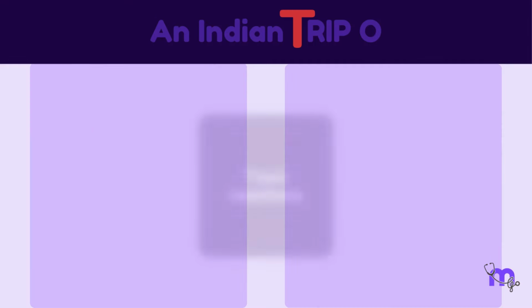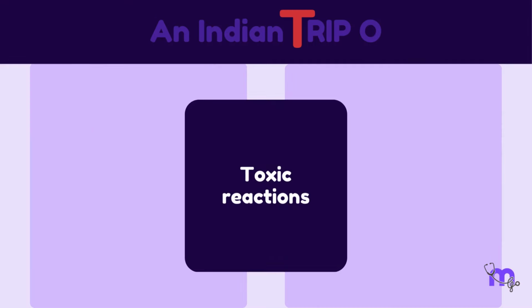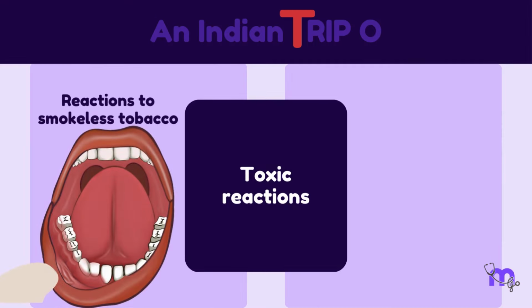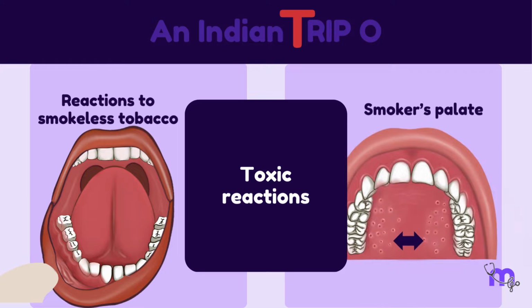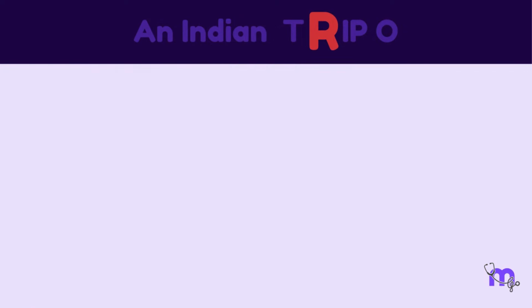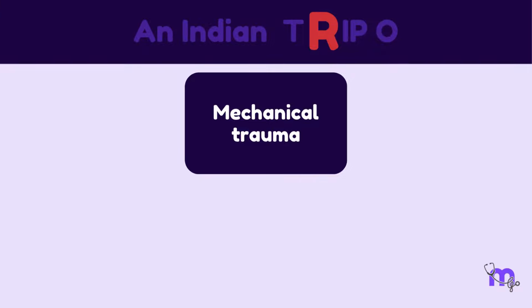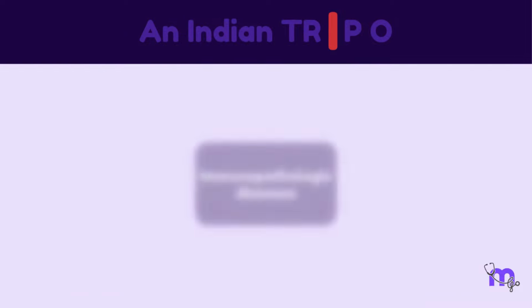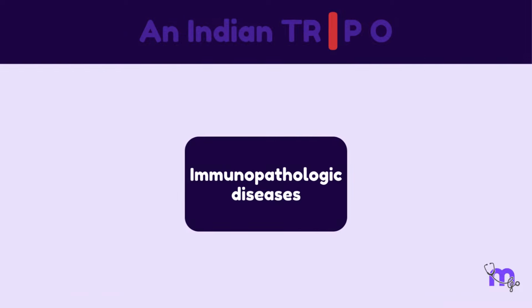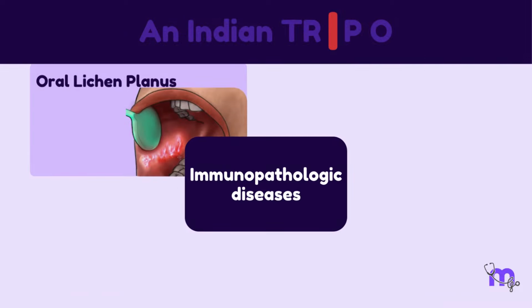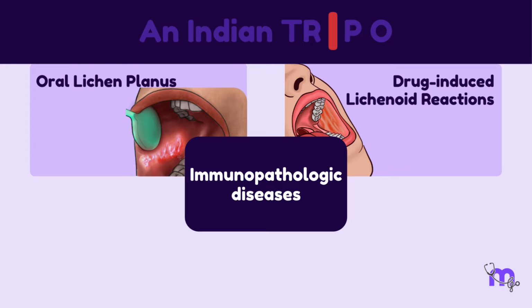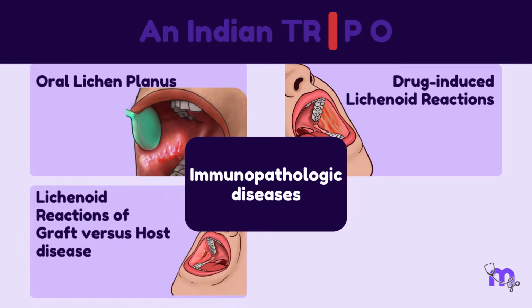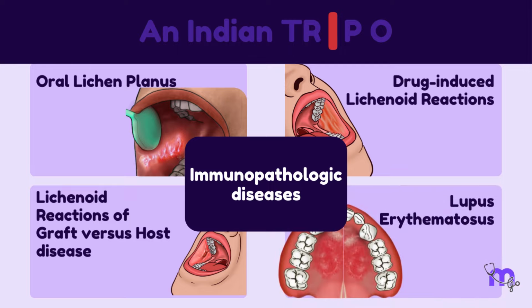Moving on to a few toxic reactions. We have reactions to smokeless tobacco and smoker's palate. A reaction to mechanical trauma is morsicatio buccarum. Moving on to immunopathologic diseases, these are oral lichen planus, drug-induced lichenoid reactions, graft versus host disease, and lupus erythematosus.